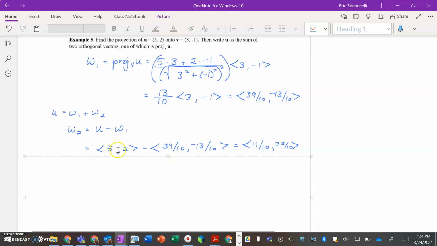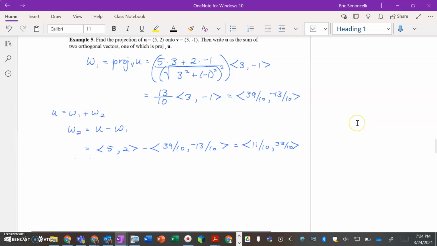So W2, if we do the analysis, we can subtract. We have <5, 2> minus <39/10, -13/10>. 5 minus 39 tenths ends up being 11 tenths, while 2 minus a negative 13 tenths is 33 tenths. So this is in fact the W2 vector when it's all said and done.